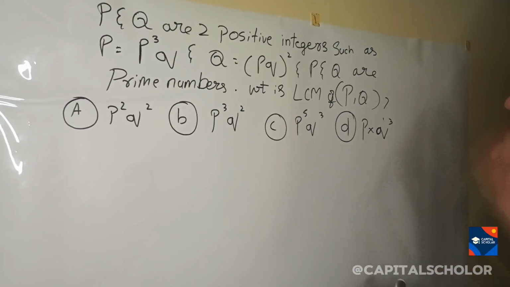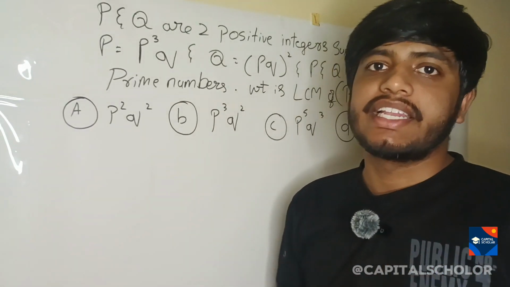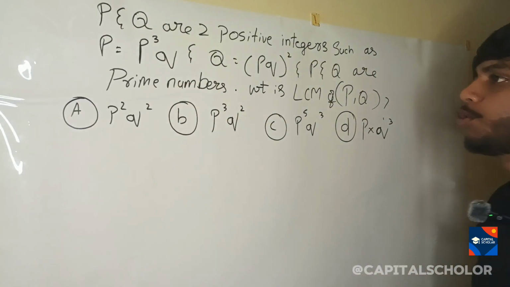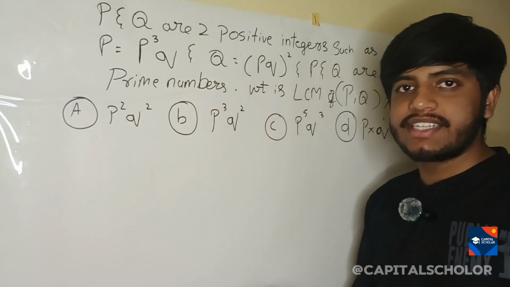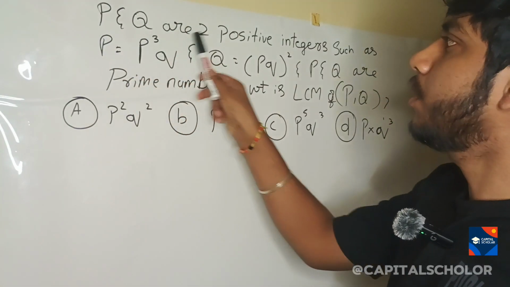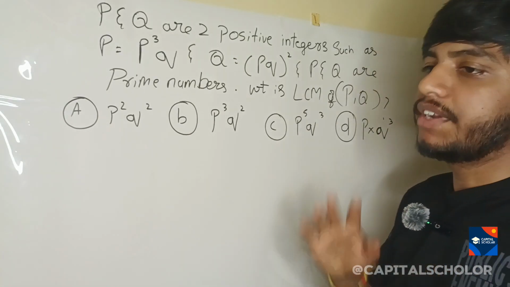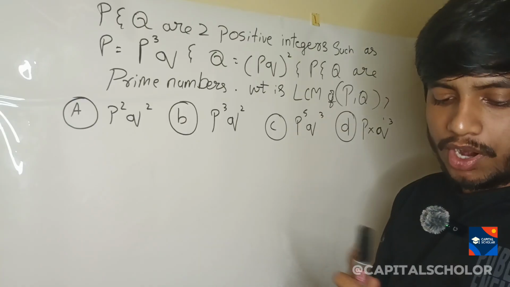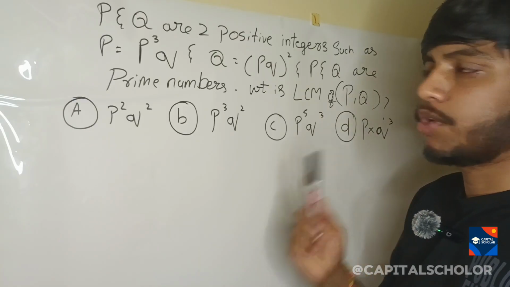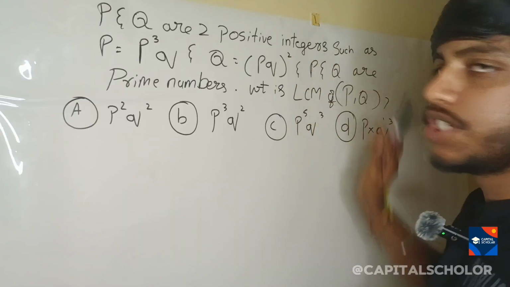Okay friends, these types of questions RBI asks at a basic level. By seeing the question, you might think it is very difficult, but it's very easy. So let's understand the question. P and Q are two positive integers. If you don't know positive integers, they are values greater than 0, which should not be negative or a fraction, like 1, 2, 3, 4, 5.